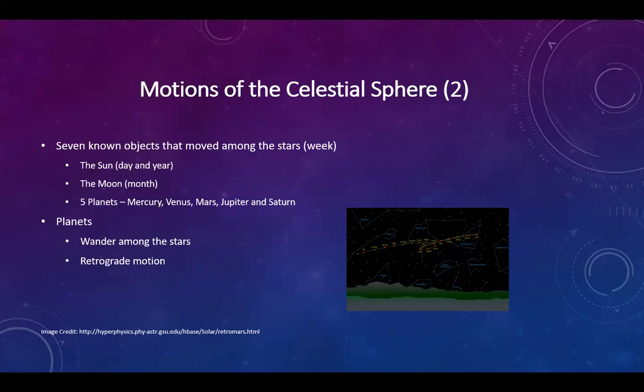So you'll be looking at the planet against the background of stars, and it'll go forward, forward, forward, and then suddenly go backwards for a bit and then forward again. This was one of the things that was super hard to solve as a problem that eventually led to our understanding of, and rejection of the geocentric model with the Earth at the center.